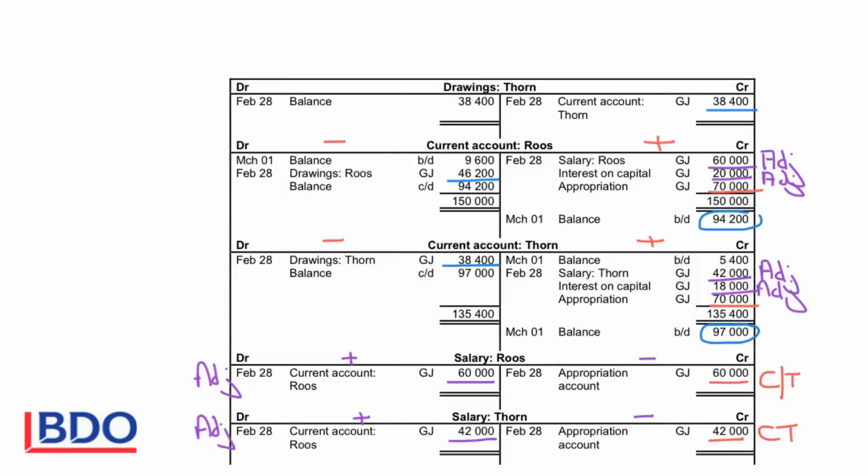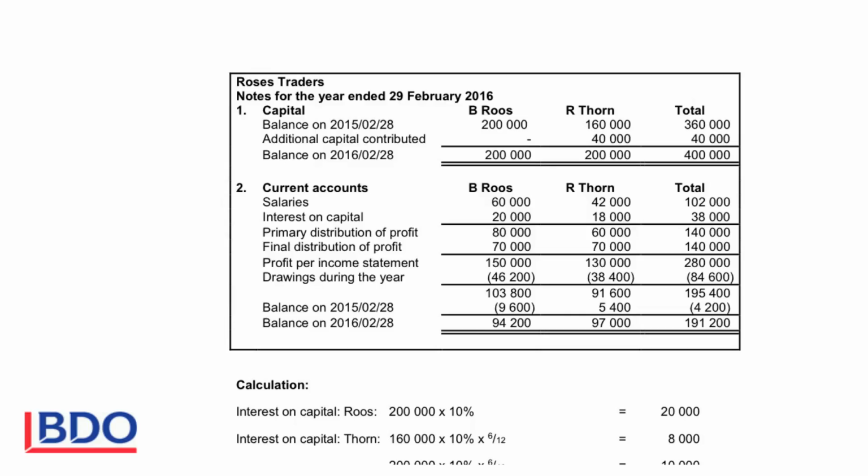next financial year. When we complete the notes for capital and current account, it is a summary of all the entries in your ledger account. So Ruiz started with a 200,000 rand balance. He didn't contribute during the year, so it means his balance is still 200,000 at the end of the year. Thorn had an opening balance of 160,000. He contributed additional capital of 40,000 and his closing balance is therefore 200,000.